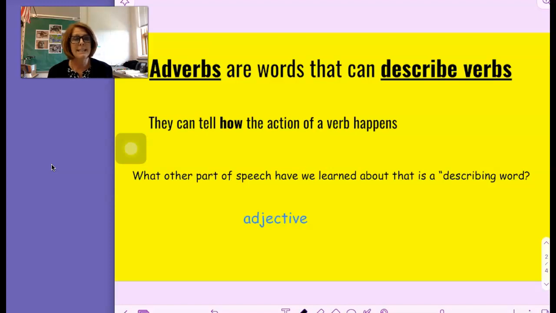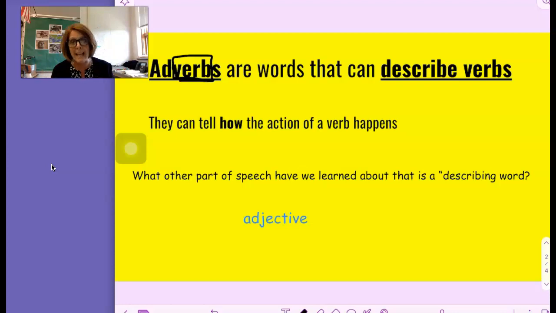Adverbs are words that can describe verbs. And verb is right here in the word adverbs. So that helps us remember that they describe verbs. They tell how an action can happen. So how did he speak?